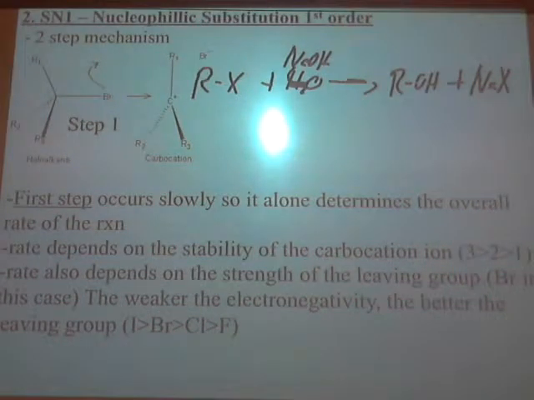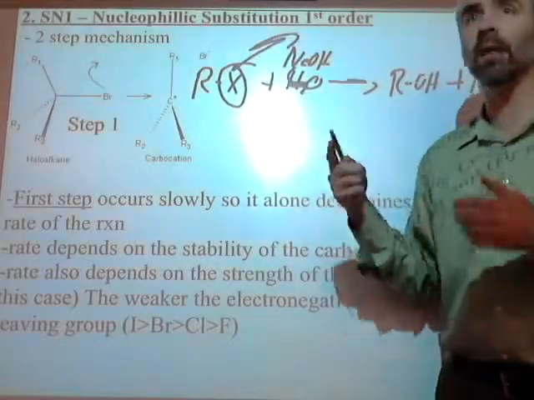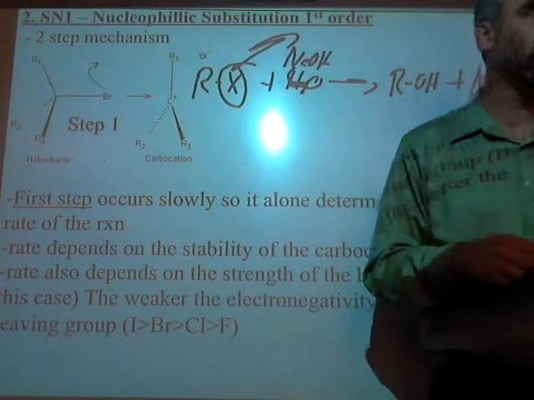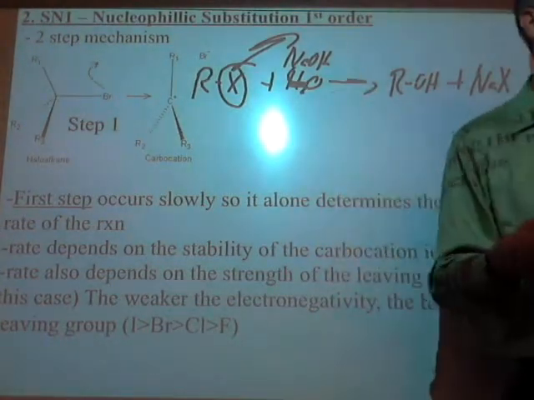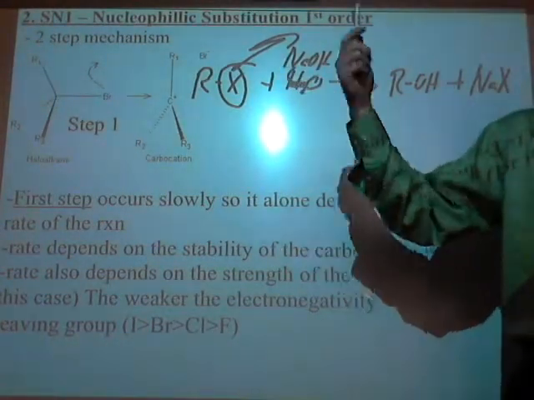When you say the better leaving group, you mean what leaves the easiest? Right, a leaving group is better if he leaves easier, and a guy who's going to leave more easily is a guy who's not bound as strongly, less electronegative, like iodine or bromine.